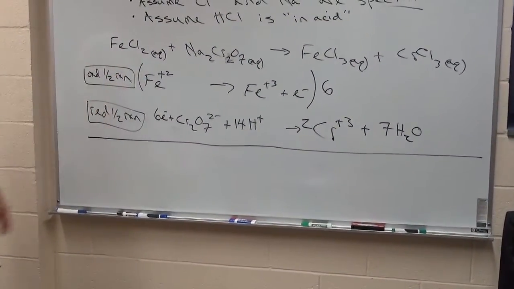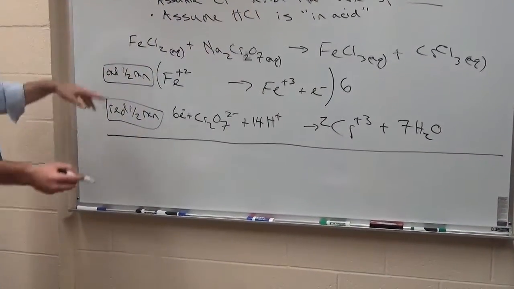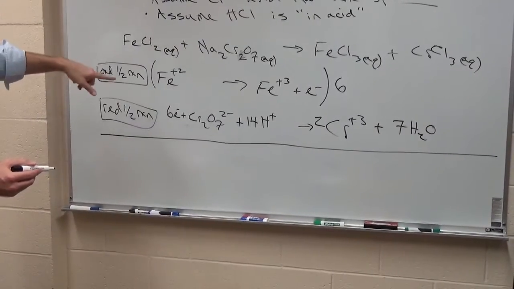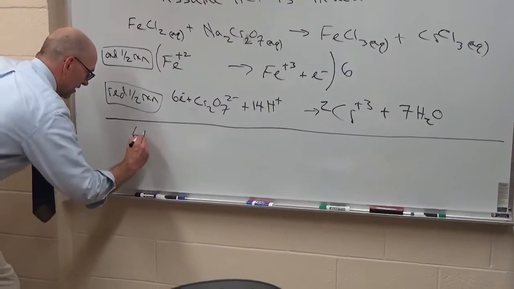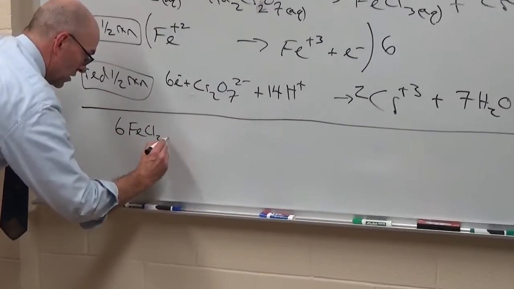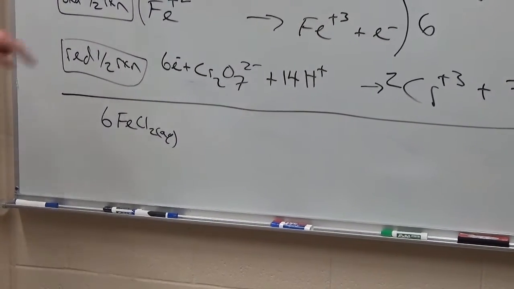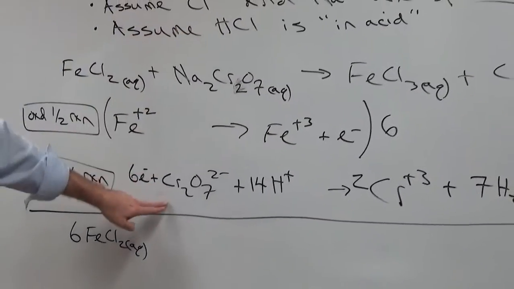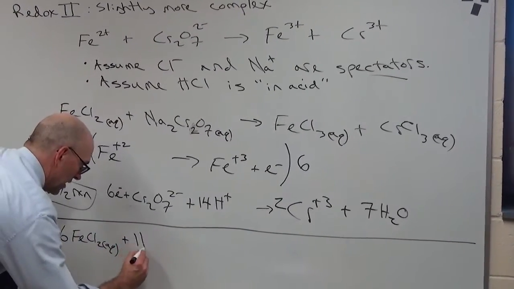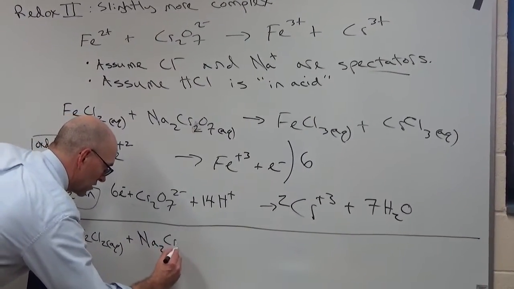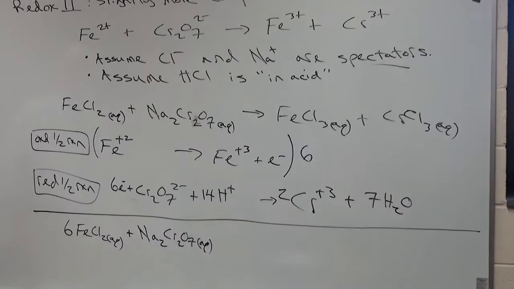I'm going to put the spectator ions back in. And I like to do these where I rewrite things in the order that they're written and then add everything else after that. So let's go through. Iron, we'll have 6 iron +2, so that's going to be 6 FeCl2 aqueous. That's right. Okay. And then the dichromate, we'll only have one of them. Let's put the sodiums back in. Plus Na2Cr2O7 aqueous. Okay.